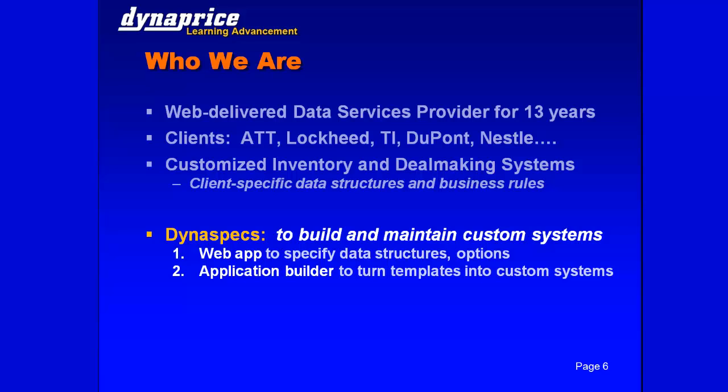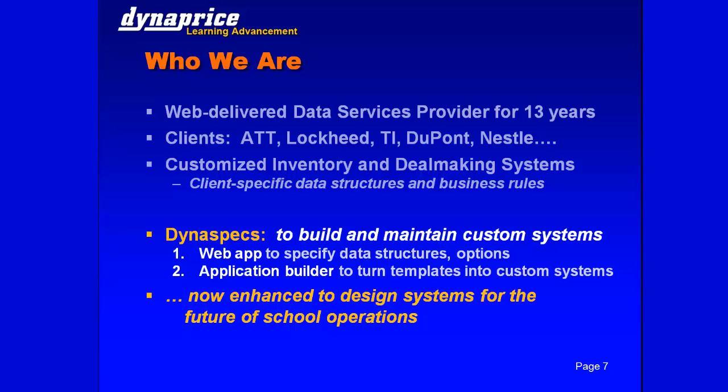We figured this architecture would work well in education, where detailed curricula, school facilities, and teaching preferences vary just like our clients' product lines, inventory records, and deal-making procedures. So we enhanced our Dynaspecs web app to support systems design in education, specifically for the predictable future of school operations. What do we think they'll be like?